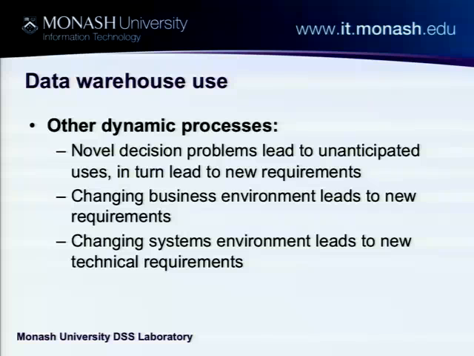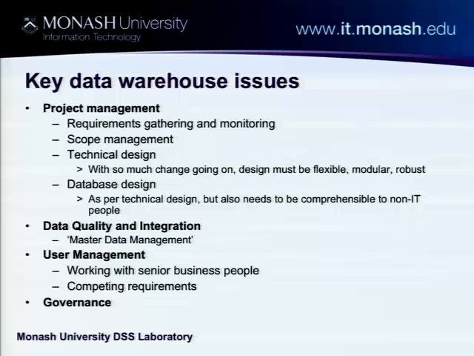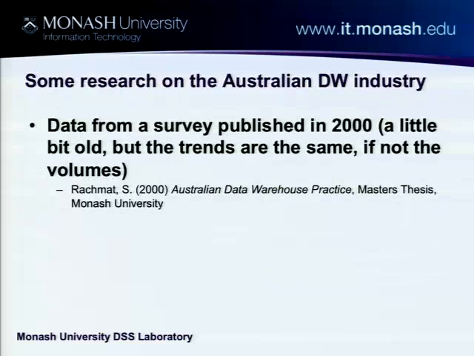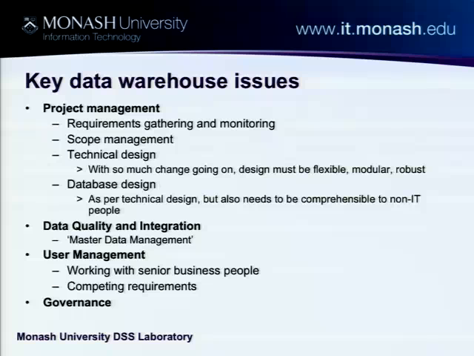Oh, I think we're about to be given the shuffle on. So a couple of key issues that we're going to cover: project management, data quality, managing users and governance. We're going to cover those in the next 12 weeks or so. And next week we're going to look at this now actually quite old research, but the findings are still relevant, looking at the Australian data warehousing industry, just to give you a feel for what's happening in the industry at the moment. But this is kind of where we're headed.